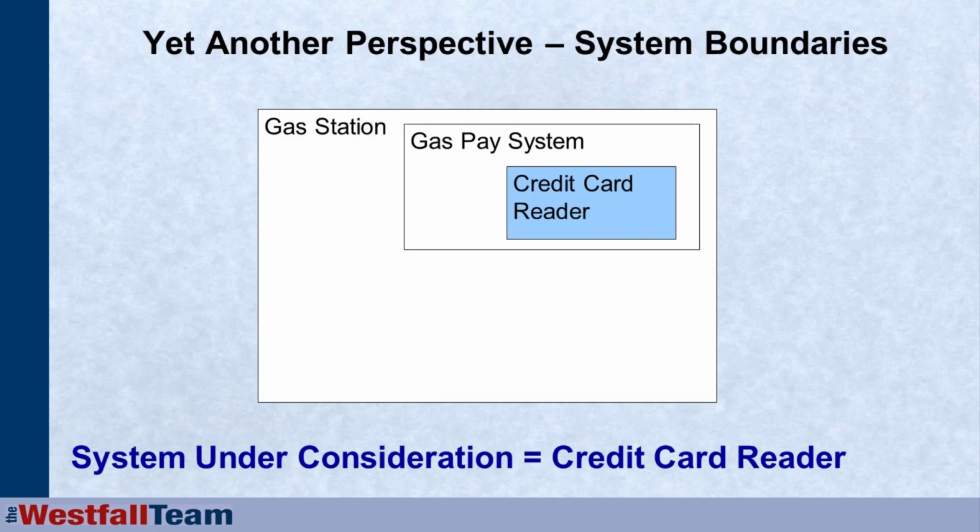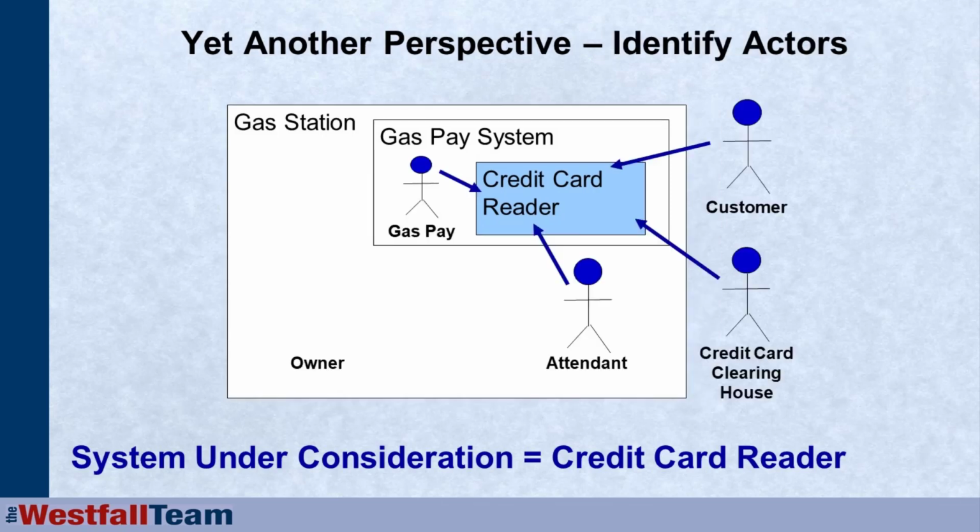To take a much more micro view, you could also take just one portion of the gas pay system as your system under consideration. Now you've got your customers, your credit card clearinghouse, your attendant interacting with that credit card system, but the owner would not, so now the owner's not an actor. But the rest of your gas pay system may now be an actor interacting with that credit card reader. So who the actors are is greatly dependent on where the boundaries of your system under consideration are.